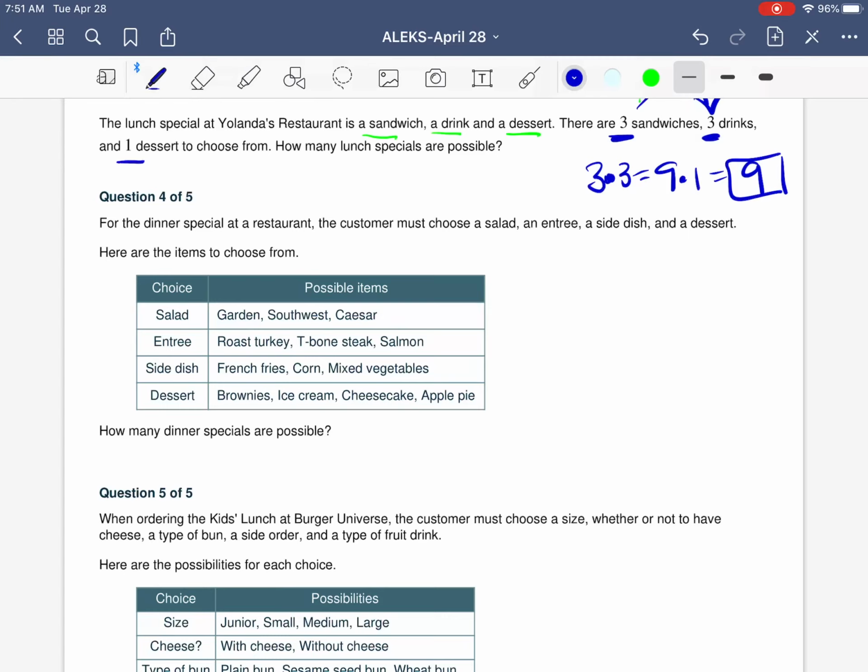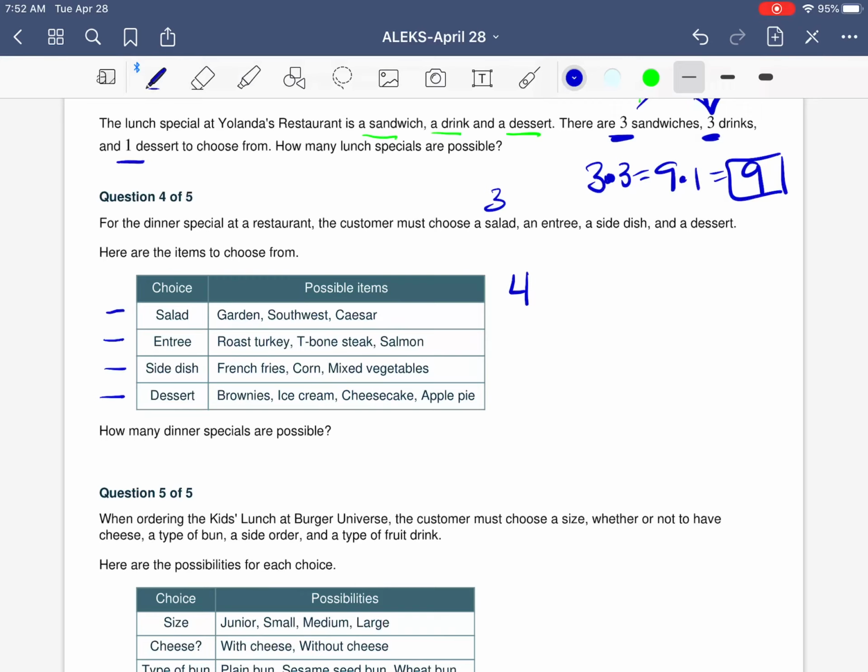So first of all, let's see, how many choices are there? 1, 2, 3, 4. So that's important to know. There are 4 choices. And then we want to see how many of each thing. So for salad, there are 3 different choices for the salad. So we want to do that. I'm just going to put that up above this.